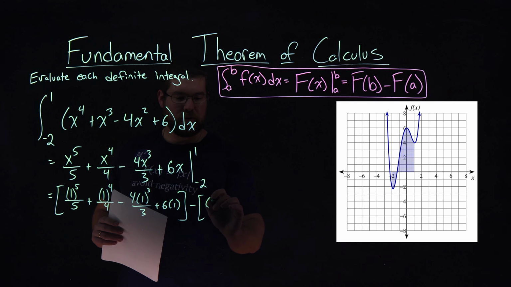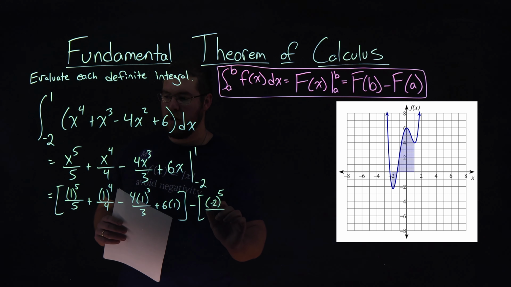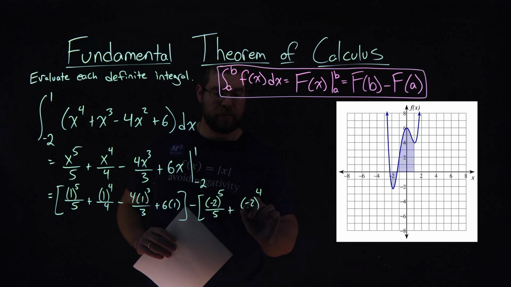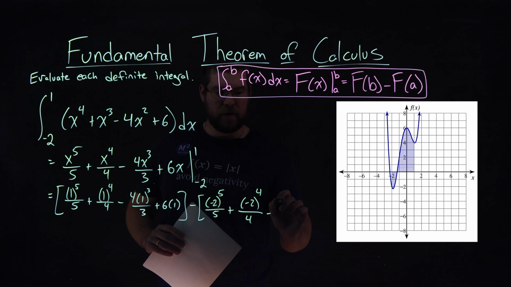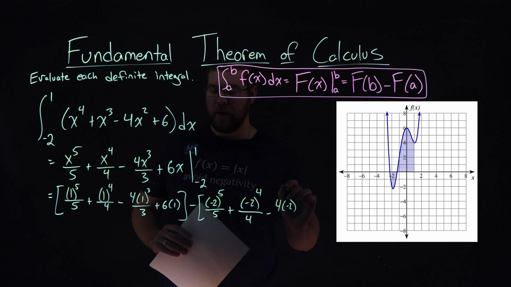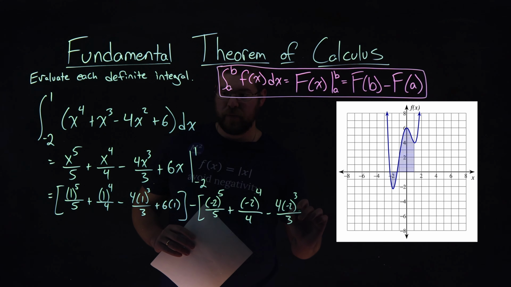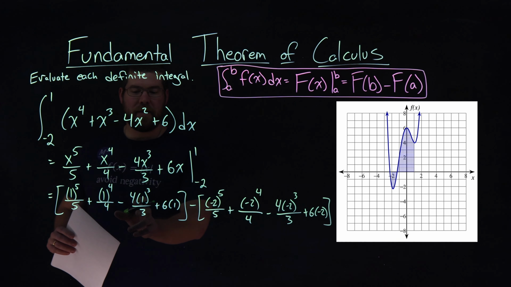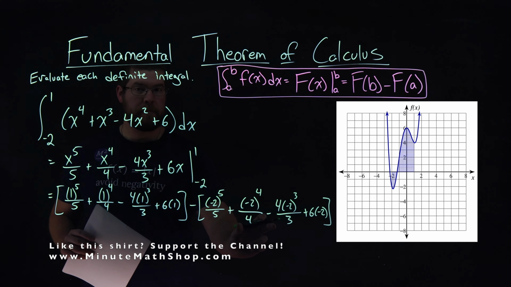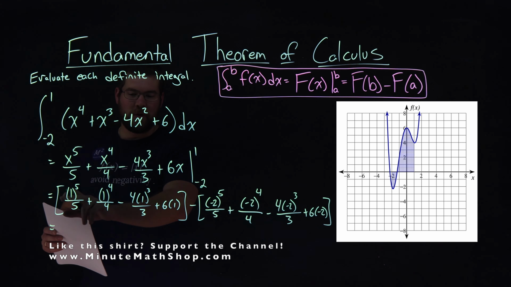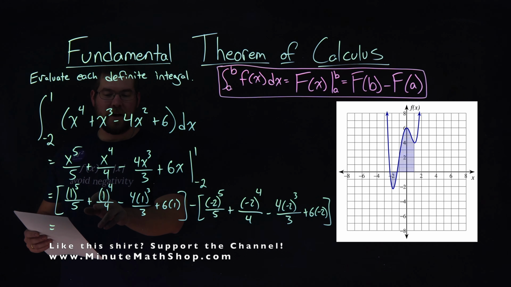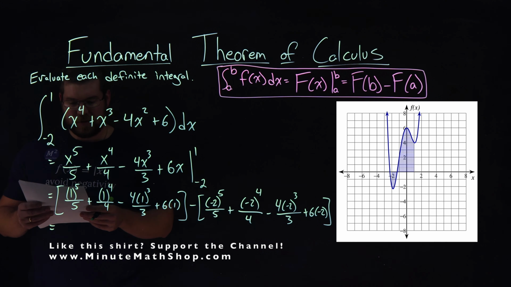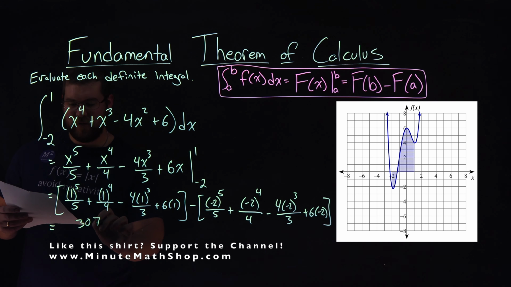So, we have -2 to the fifth power over 5 plus -2 to the fourth power over 4 minus 4 times -2 to the third power over 3 plus 6 times -2. That's a long one. Alright, and again this is my f of b and this is my f of a. Well, I solved this whole part here for you, so 1 to the fifth power over 5, so 1/5 plus 1/4, minus 4/3 plus 6 comes out to be a good old 307 over 60.